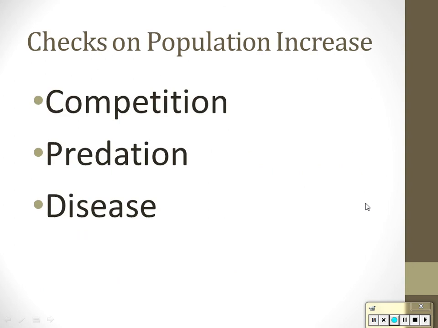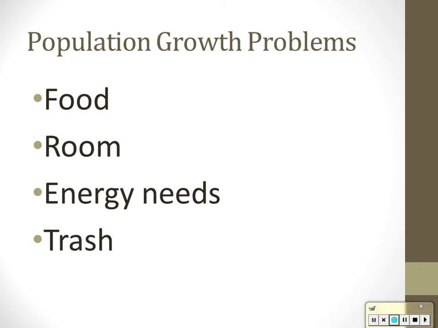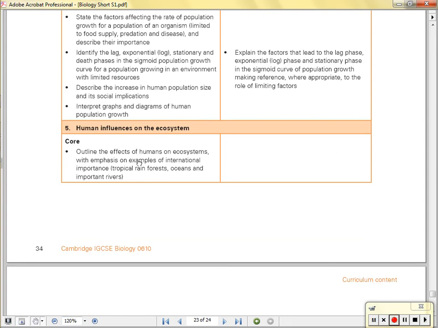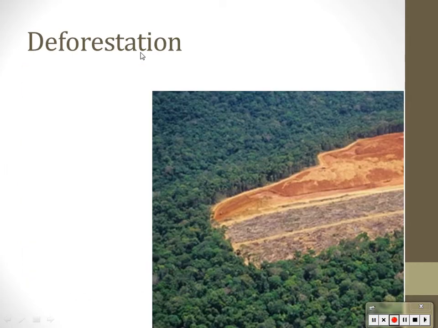Now, while we are not bacteria, in fact, we're more like viruses, we do have a downside to human growth or population growth, and that is pollution. Okay? This is a table and the breakdown of the sources and the effects of our basic pollutants. All right, so a nice quick table for you. And the syllabus breaks it down very specifically about what you need to know about each one.